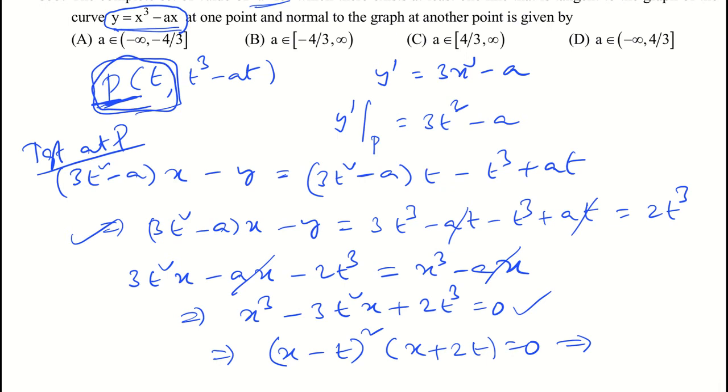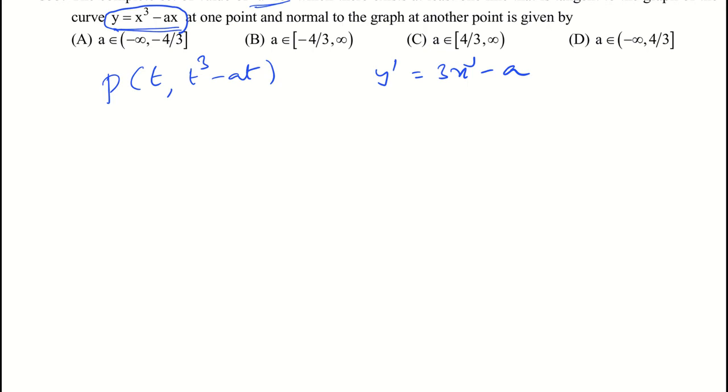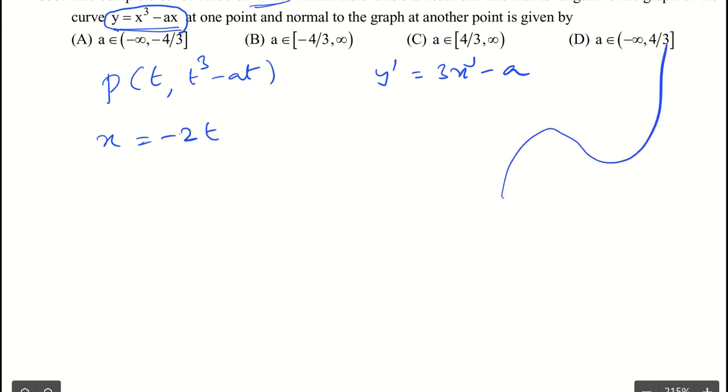Now here I am getting x is equal to t or x equal to minus 2t. So this is what I am looking for. That is the other point where the tangent at P is cutting the curve. At that point the x coordinate is minus 2t, and from that you know how to write the y coordinate. Y coordinate is nothing but t cube minus at if x is t, or you can simply put in the curve equation also to get the y coordinate. Now with x is equal to minus 2t, you see we have something like this.